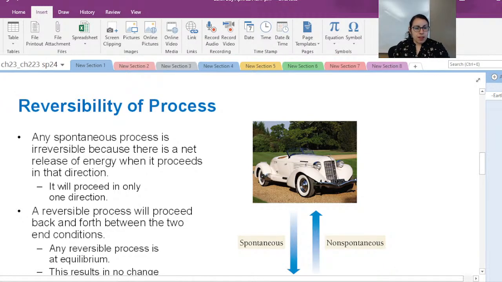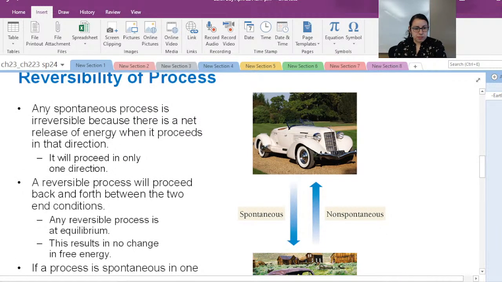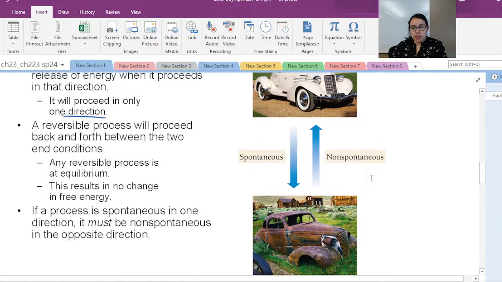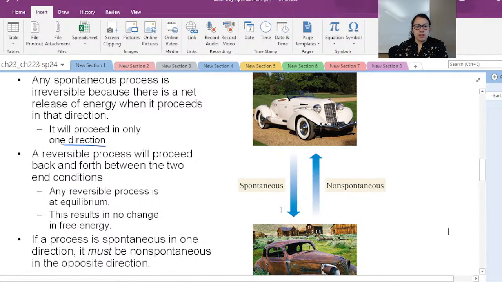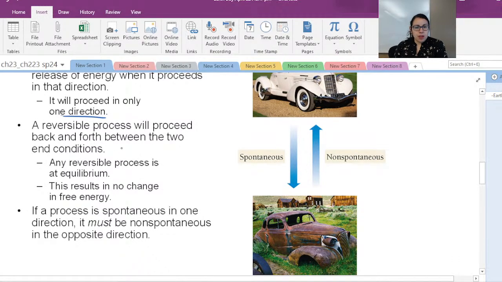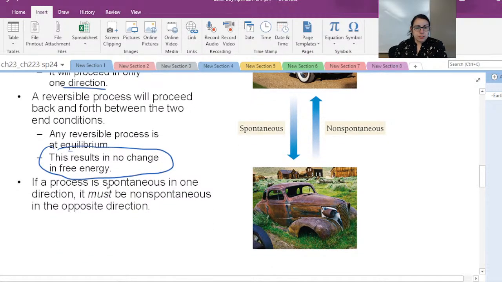And so reversibility: any spontaneous process is irreversible because there's a net release of energy when it proceeds in that direction, and it only proceeds in one direction. So irreversible, and we can see that with our rusting. So it becomes spontaneous and oxidizes over time. And we saw that a reversible process has to occur at equilibrium, and so there's no change in free energy. So that's where the difference is. So if a process is spontaneous in one direction, it's non-spontaneous in the other. So again, you can think back of your diamond going to graphite. It's never going to go graphite to diamond, at least not without doing something. So it's non-spontaneous.